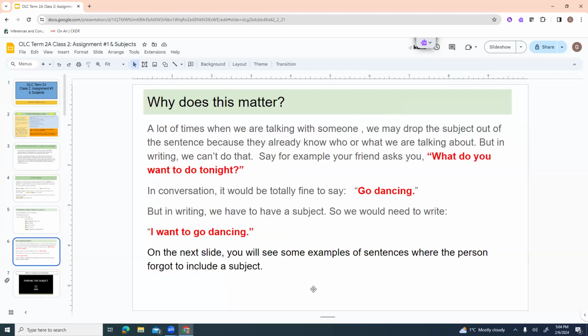So why does it even matter whether a sentence has a subject? Well, a lot of times when we're just talking with people, we may drop the subject out of the sentence because we already know who or what they're talking about. But in writing, we can't really do that.